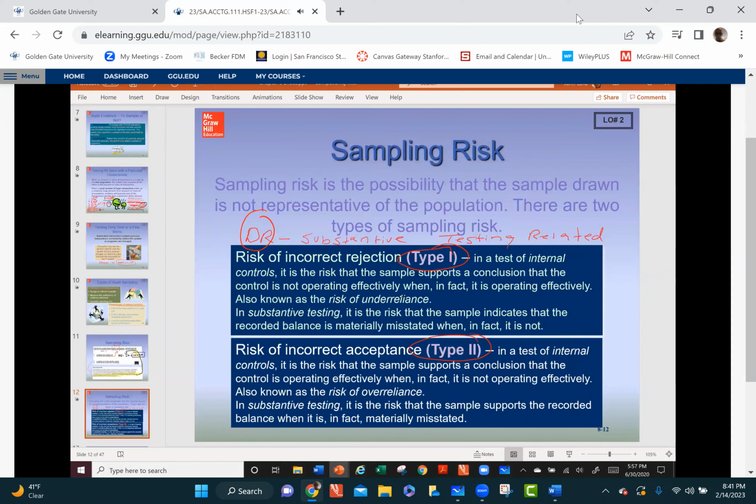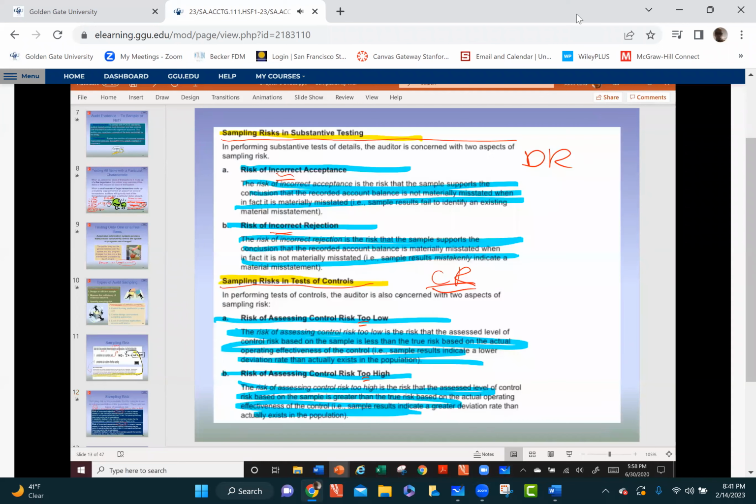We're going to give you this long-winded definition again on the next slide. But for this slide right now, I just want you to understand risk of incorrect rejection, risk of incorrect acceptance could also be called type 1, could also be called type 2 risk. Now these are sampling risk related to our substantive testing.